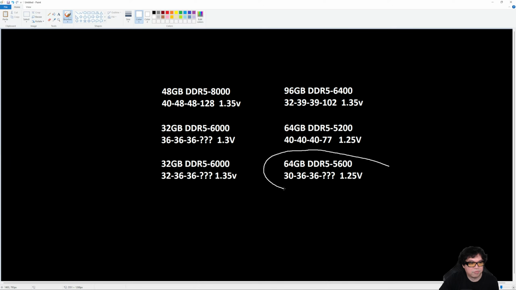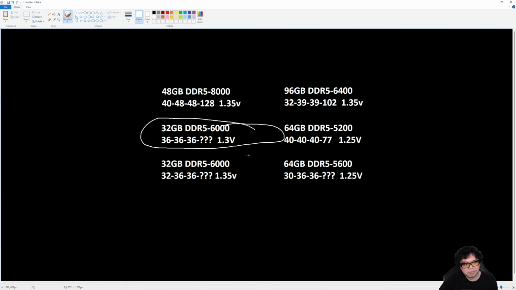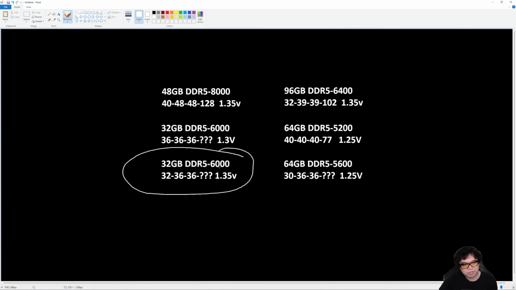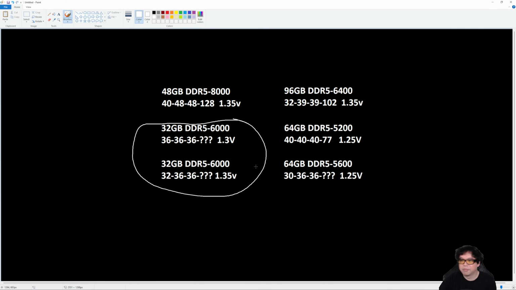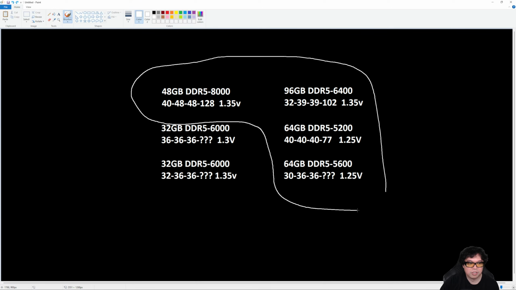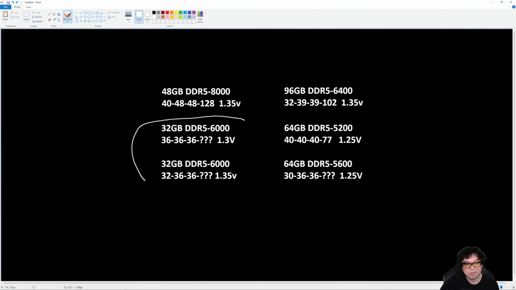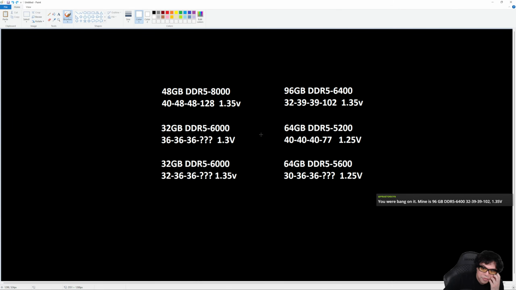This was the very first memory kit that I got. This is a free memory kit from Micro Center for a bundle. This is another free Micro Center special. My 32 gig kits are both free Micro Center specials. These are the ones that I actually spent money on. Although I guess technically you buy a bundle, so it's technically free but you bought something. So anyway, this one I can tell.